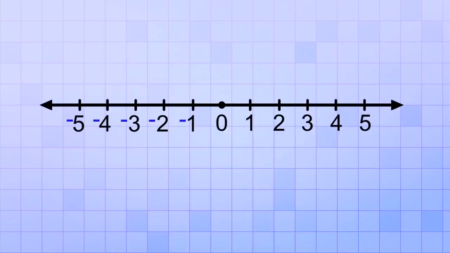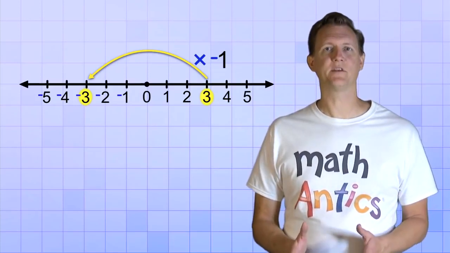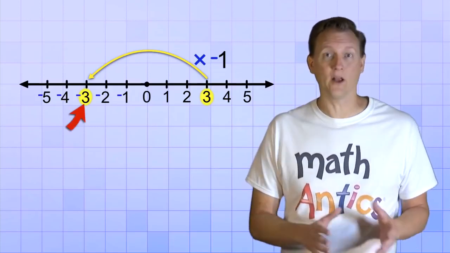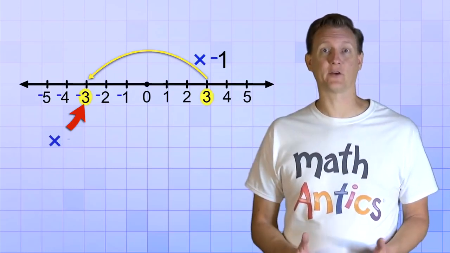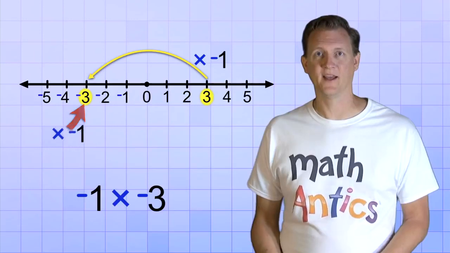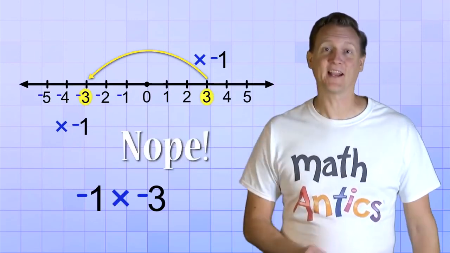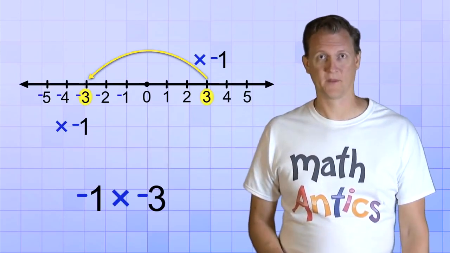And one way to visualize this is to see that multiplying by a factor of negative 1 just switches a number from the positive side of the number line to the negative side. But that raises an interesting question. What happens if you multiply a number that's already on the negative side by a factor of negative 1? Like negative 1 times negative 3. Is that going to make it extra negative? Nope. In fact, it's going to do just the opposite.